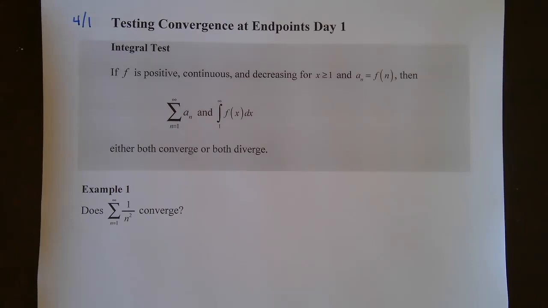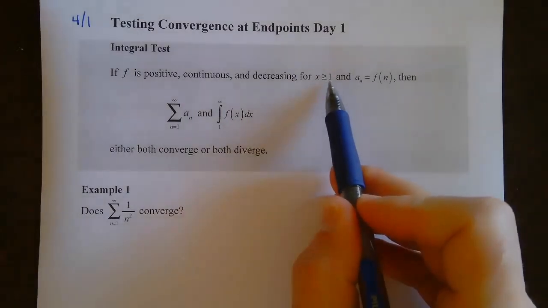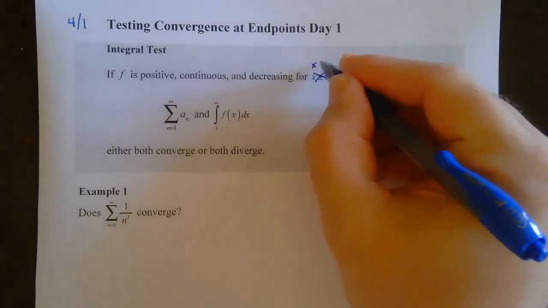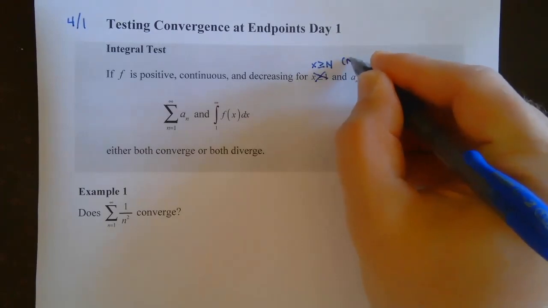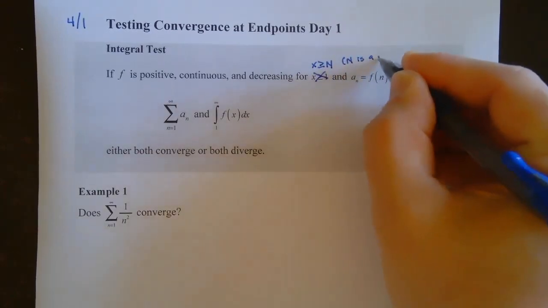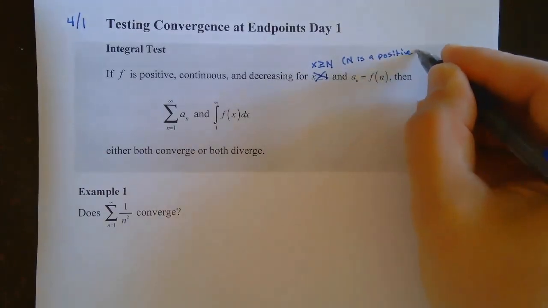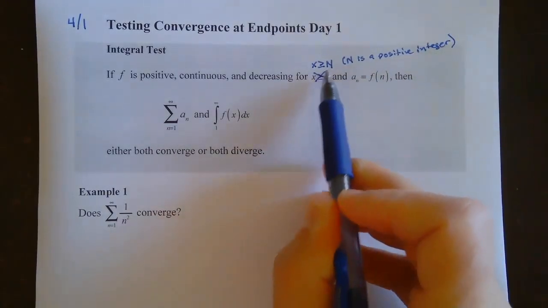All right, so the integral test is the first one we want to look at, okay? And if f is positive, continuous, and decreasing for x greater than or equal to, and I'm going to change this a little bit, okay? So I want to change this because it doesn't have to be 1. This makes you think it has to be 1, and it doesn't, okay? It has to be x is greater than or equal to some n, where n is a positive integer. So I've changed this already for future years, but I want this to be n, okay?